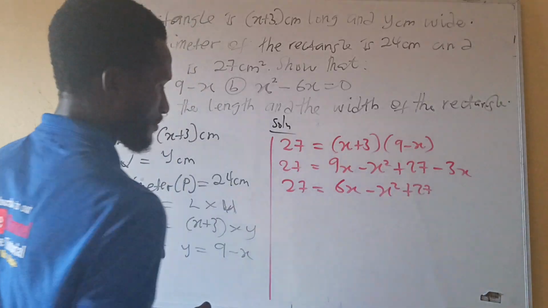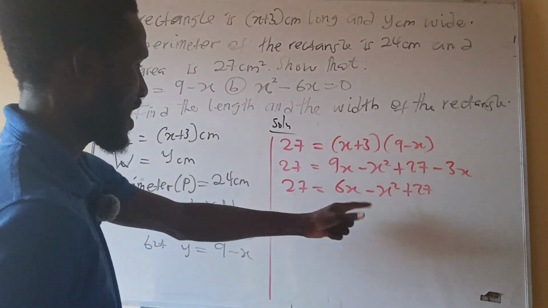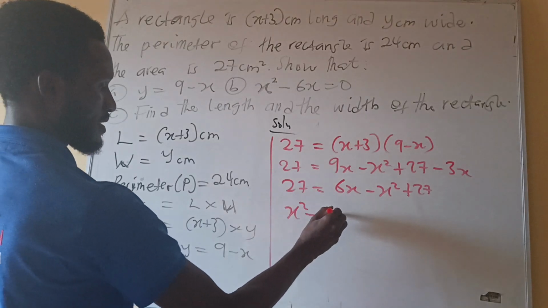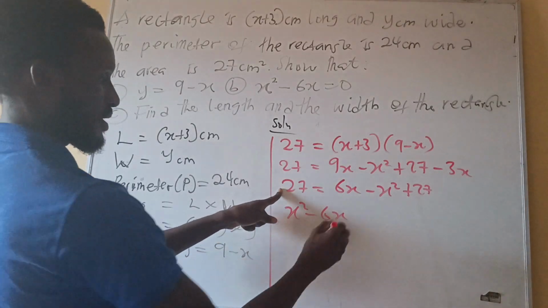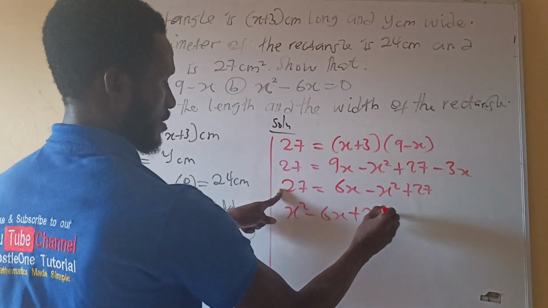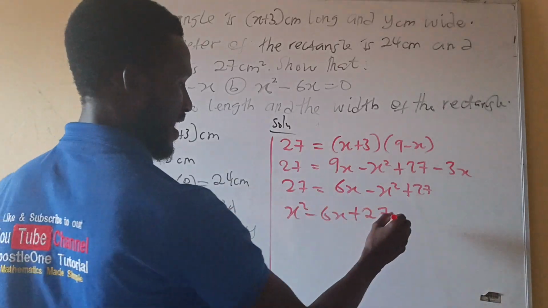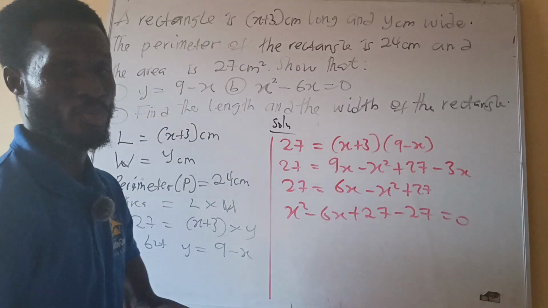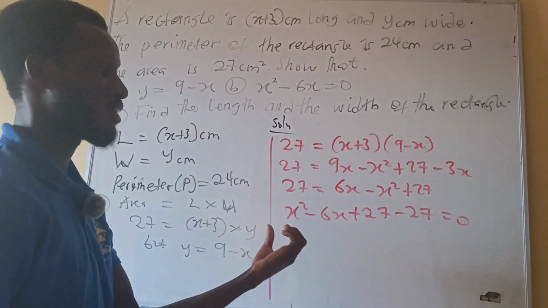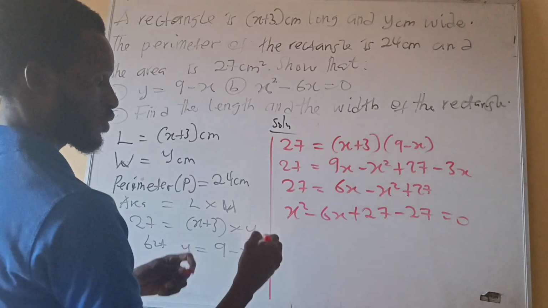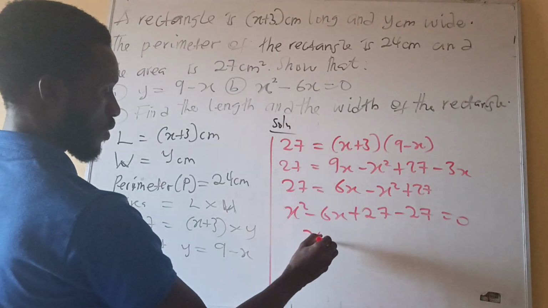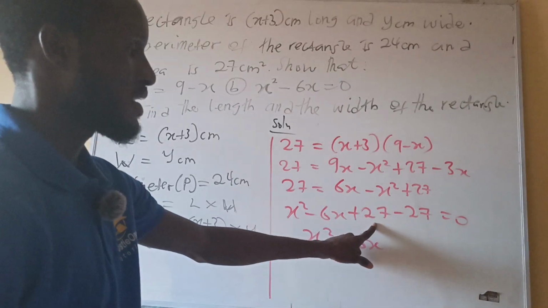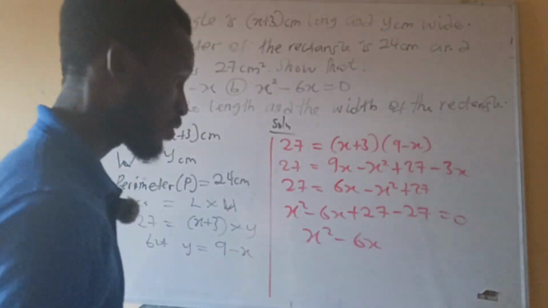Now, looking at this equation, I have to group all of them to one side. So I have x squared minus 6x, then I have plus 27, then I have minus 27. Now, equal to 0. I'm just grouping them to one side of the equation because it is leading to a quadratic equation. So what am I going to get here? I'm going to get x squared minus 6x. Now, this one is 27 minus 27, and you're going to get 0.